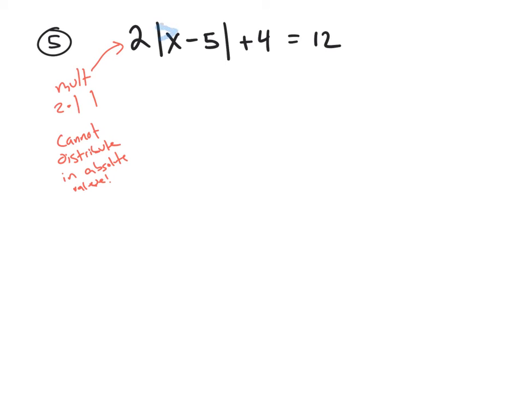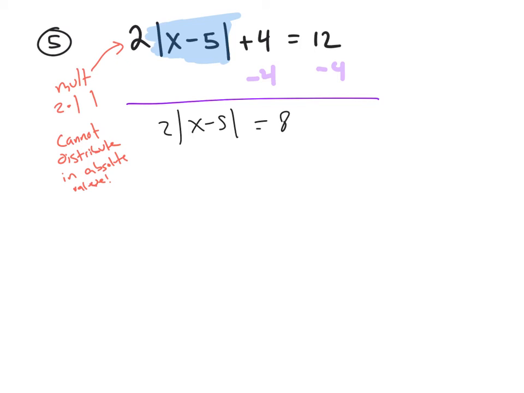And so I'm looking at this absolute value piece. I want to get rid of the 2 and the 4. And so it's almost like if I were just solving a regular equation like 2x plus 4 equals 12, I would subtract 4 first. So that's what I'm going to do. I'm going to subtract 4 from both sides. Okay, and when I do that, I get 2 times the absolute value of x minus 5 equals 8.